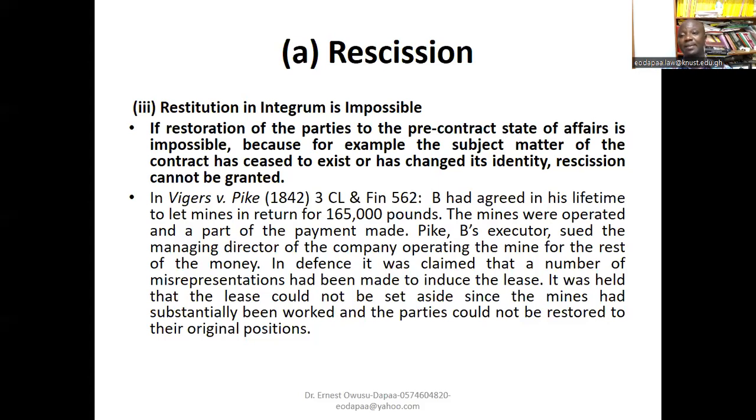rescission cannot be granted. And this may happen where, for example, the subject matter of the contract has ceased to exist or has radically changed its identity. In that case, rescission could not be granted. So we can look at the case of Vigas against Pike.